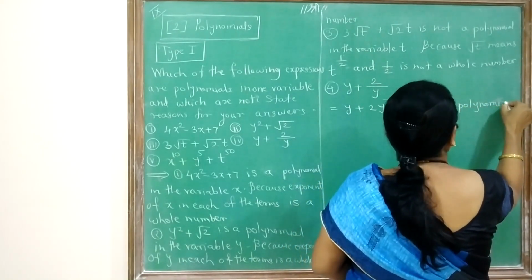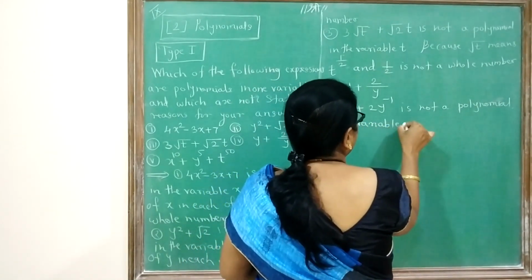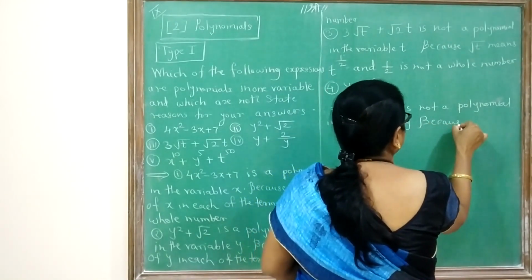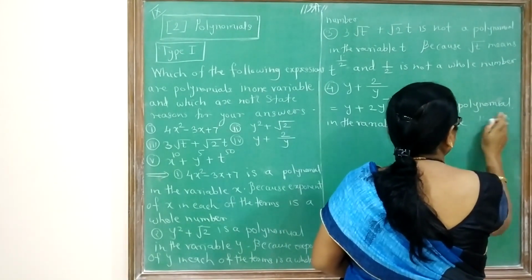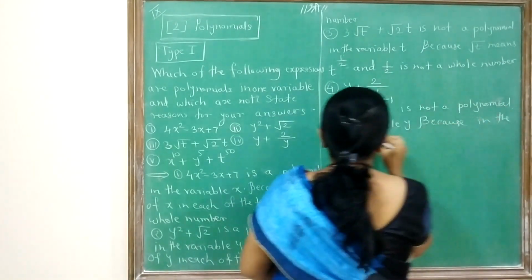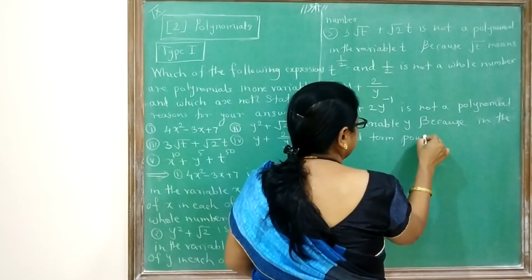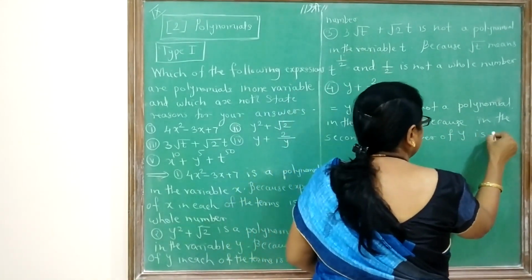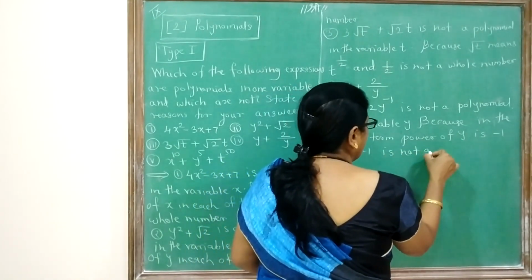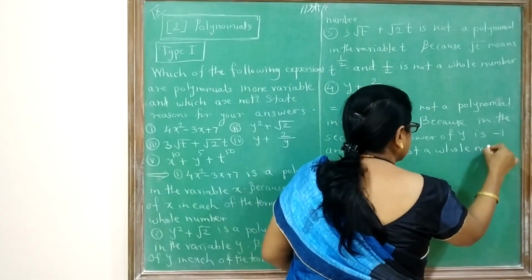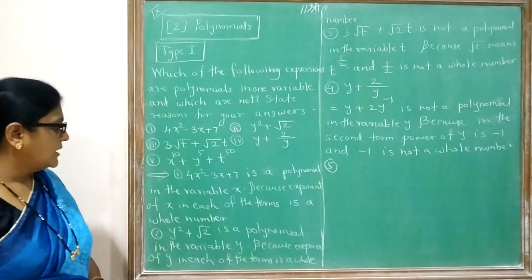So it is not a polynomial in the variable y, because in the second term the power of y is minus 1, and minus 1 is not a whole number.